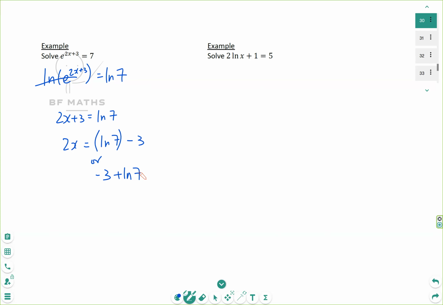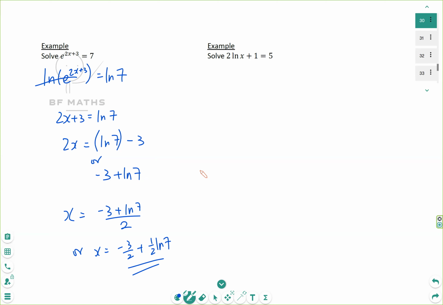So to avoid confusion, what I'm going to do is divide by 2. So divide by 2, we can do minus 3 plus ln 7 over 2, or we can write x equal to minus 3 over 2 plus a half ln 7. That's the usual way we write it down. So learn this way. We divide by 2, we split the numerator. And when we do ln 7 over 2, we don't write over 2, we write a half ln 7, with the ln 7 usually left at the very end.